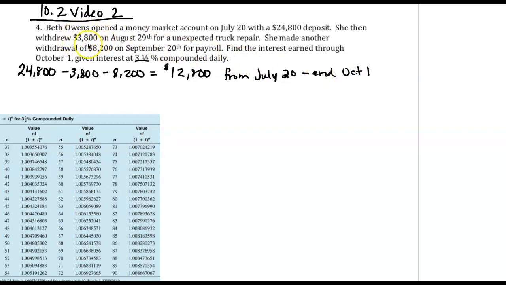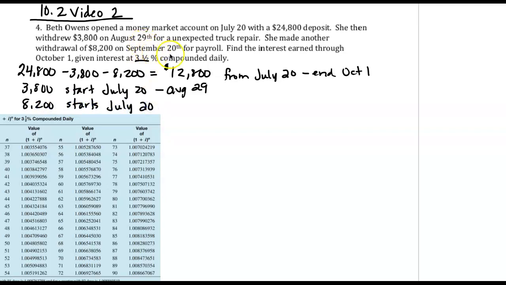The $3,800 starts on July 20th, but it only goes until August 29th. And then the last amount, $8,200, starts on July 20th, but it ends on September 20th. So those are the three sections we're going to do. I'll call them A, B, and C so that we can label them. Let's start with A, the $12,800 that's in the account from July 20th to the end on October 1st.